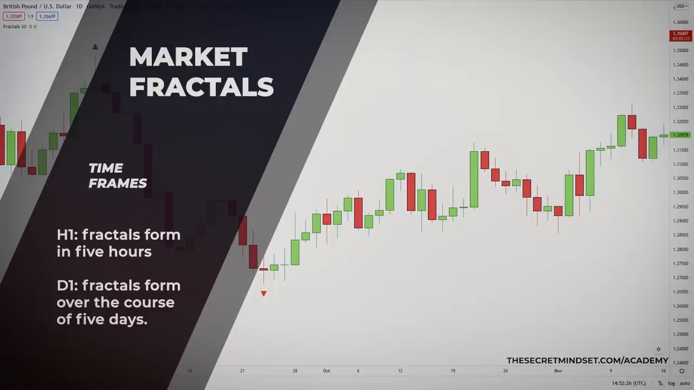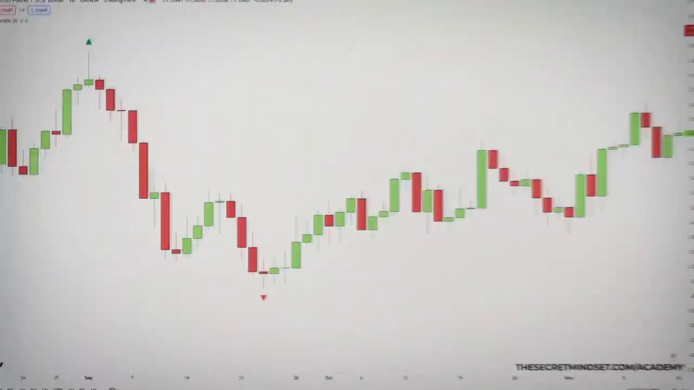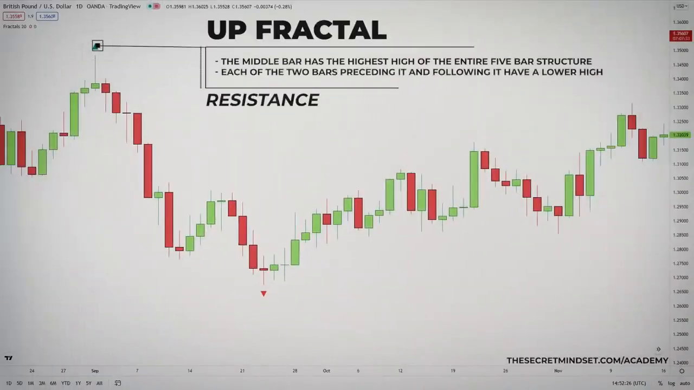One of the advantages of fractal pattern is that it's relatively easy to spot on a chart. Notice here how the middle bar within the up fractal has the highest high of the entire 5 bar structure, and how each of the 2 bars preceding it and following it have a lower high. This creates a level of resistance in the market, and the expectation is for price to continue lower until the next down fractal forms in the market.